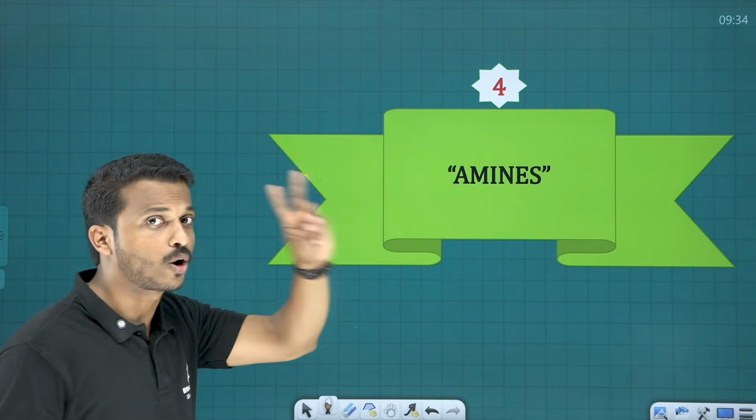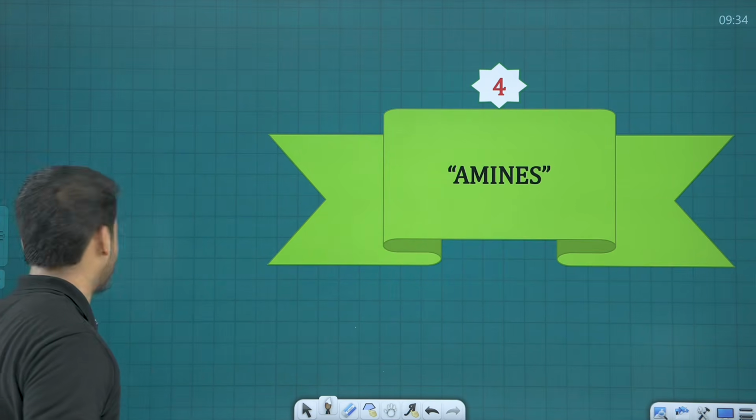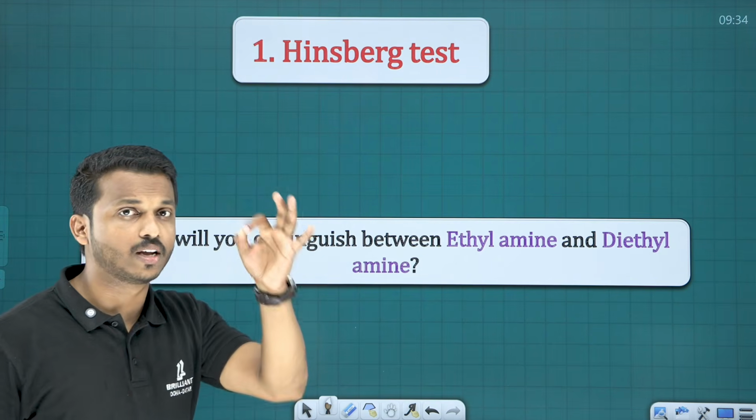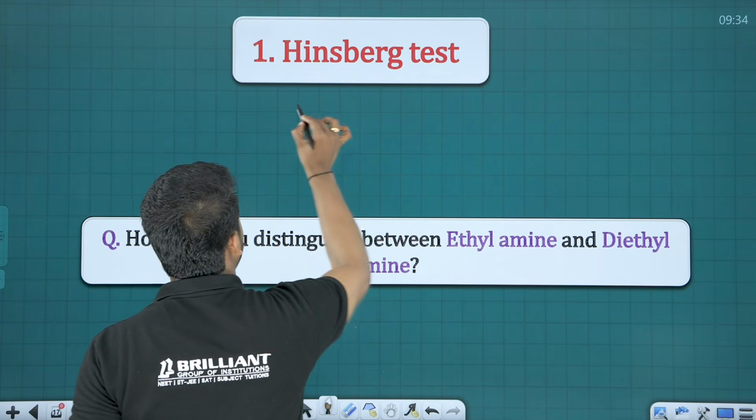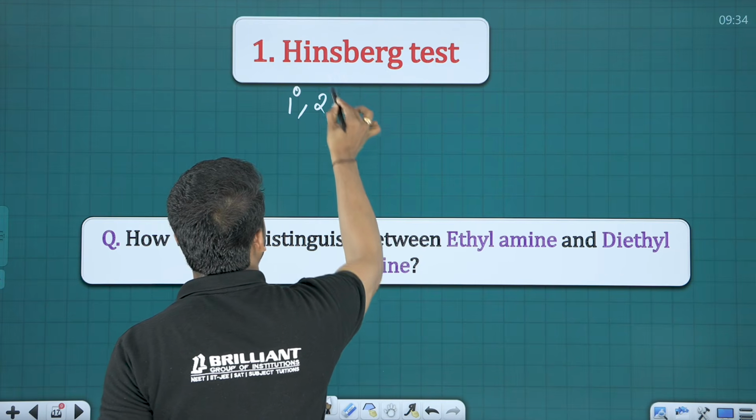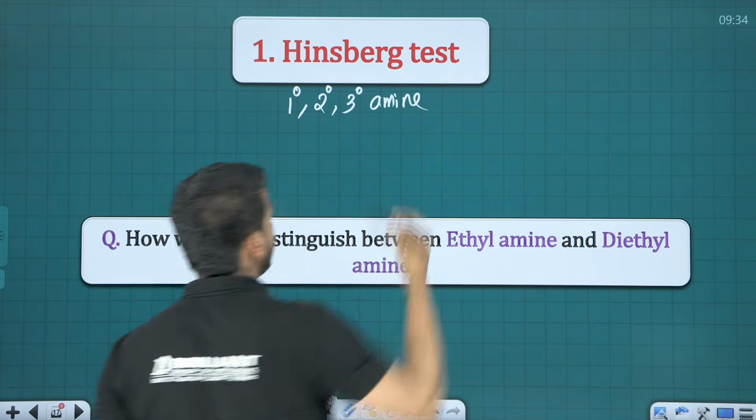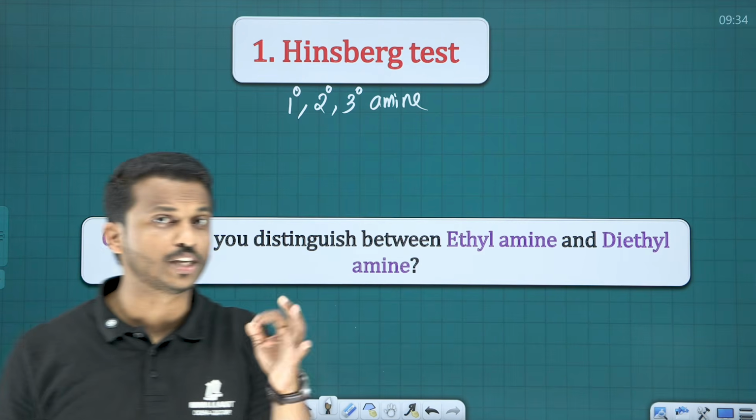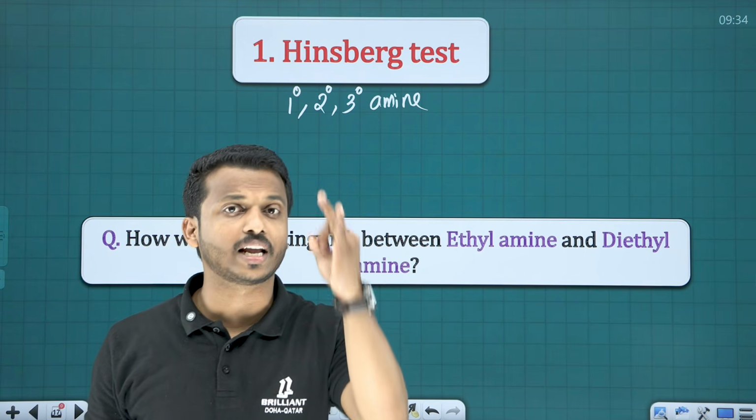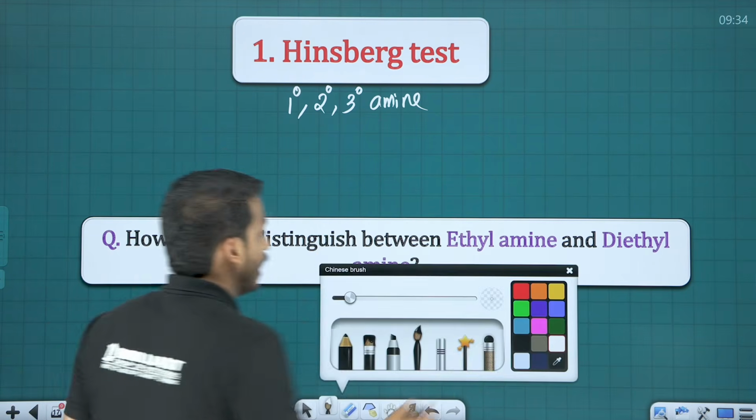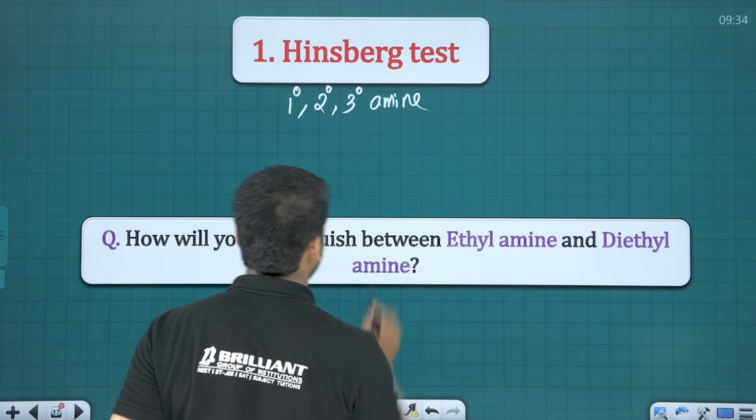Here also we have around 3 to 4 distinguishing tests. One is called the Hinsberg test. The Hinsberg test is used to distinguish between primary, secondary and tertiary amine. What is the test and all? Let us just discuss in brief.